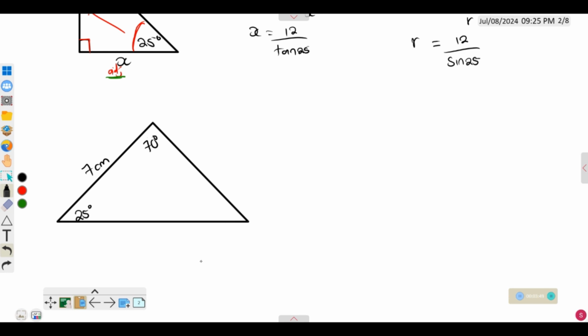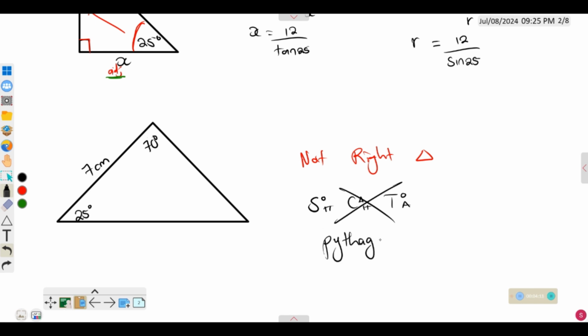How are you going to get that side? First of all, we can see that this is not a right angle triangle, which restricts us. We can no longer use SOHCAHTOA, because this only works whenever we have right angle triangles. So in this case, that fails. Can we use the Pythagoras theorem? We can't, because this is not a right angle triangle. So both of them fail.